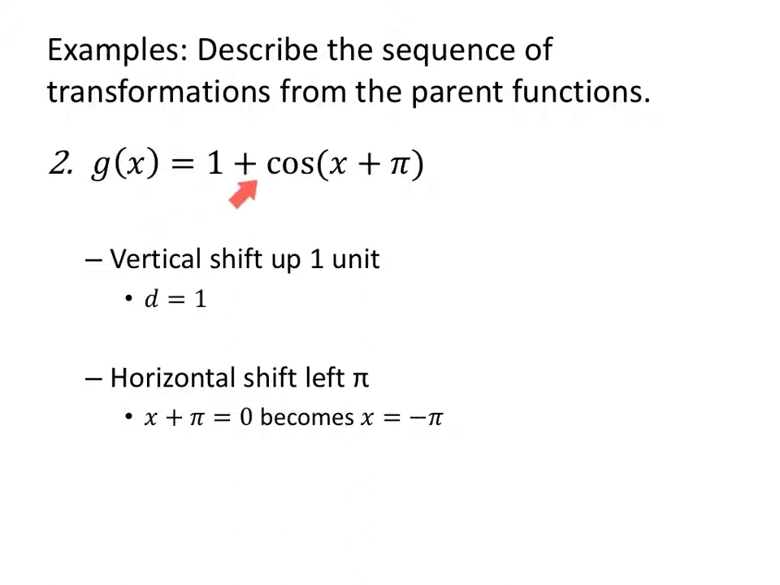If we have 1 plus cosine of x plus pi, the 1 tells us it's a vertical shift up 1 unit of the midline. The cosine of x plus pi is a horizontal shift. Setting x plus pi equals 0 gives x equals negative pi, so I went left pi units. So I'm going to start my graph at negative pi. The midline is 1, the amplitude is 1, so I start up, come down, just a little new midline, shifted left.